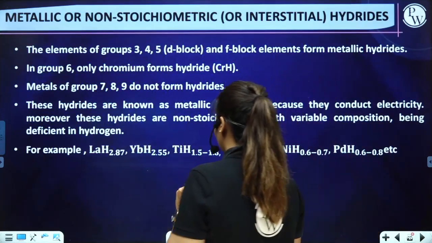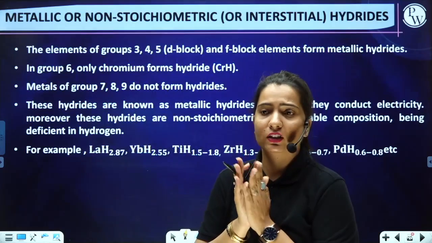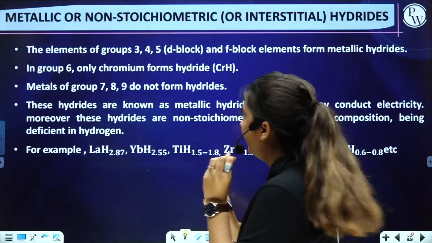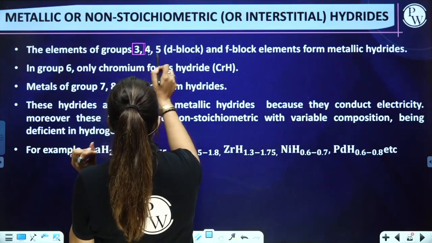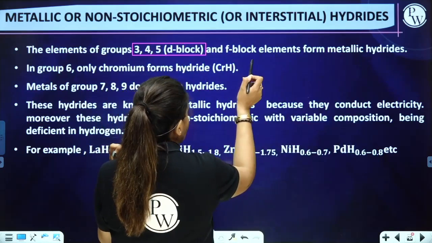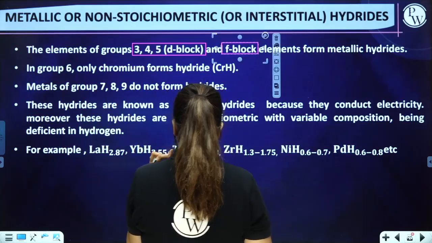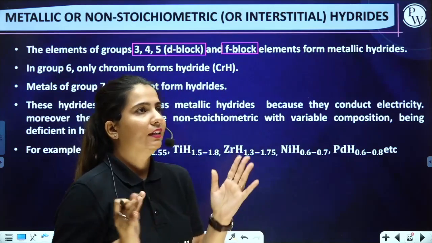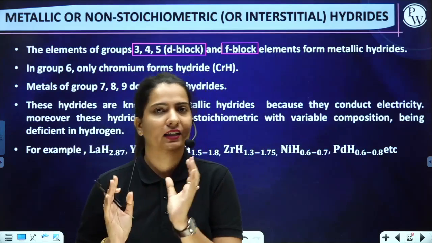Now, we have to move towards the metallic hydrides, or the interstitial hydrides. Now, remember that these are formed by groups 3, 4, 5, the d block and the f block elements. When they combine with hydrogen, they form the metallic hydride or the interstitial hydride, okay?